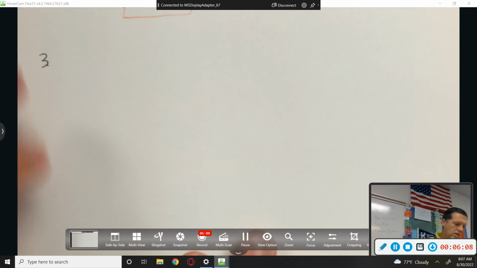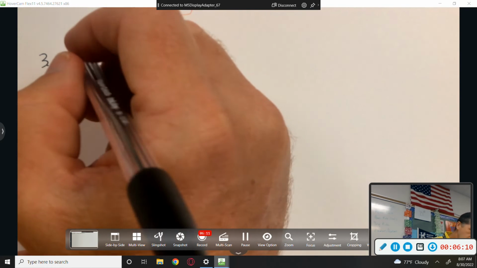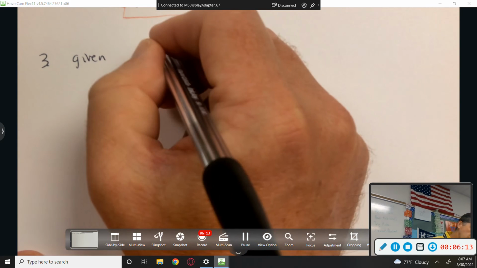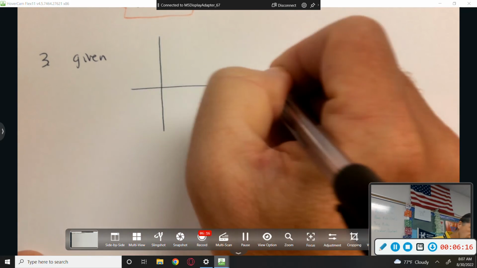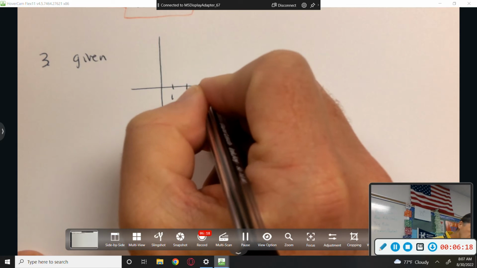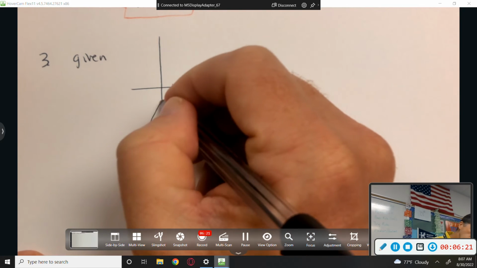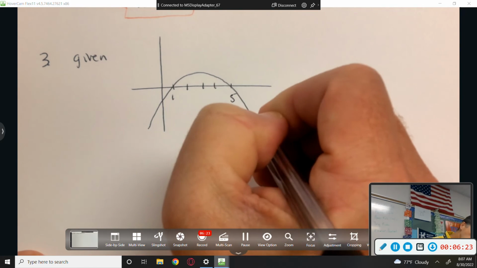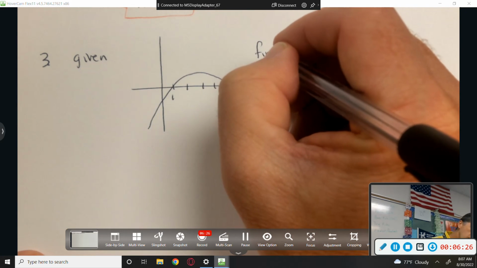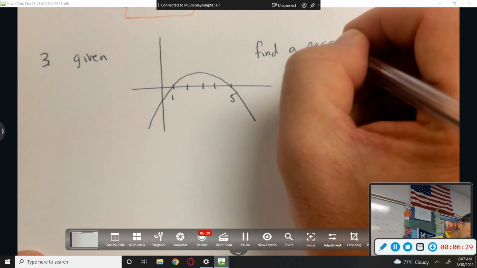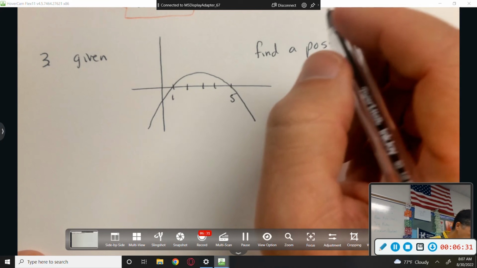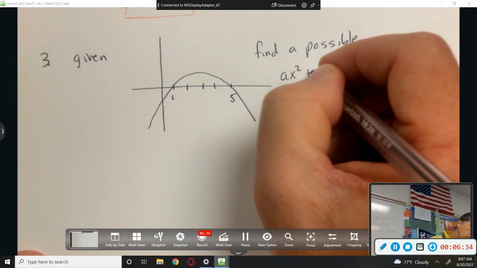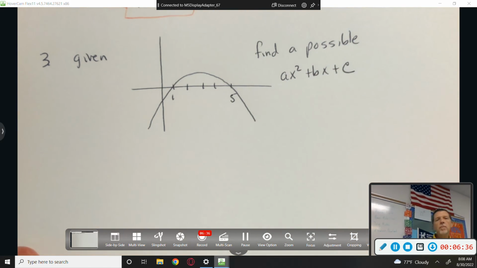All right, last one. Given this graph, find a possible ax squared plus bx plus c that makes that graph. So it's a parabola that goes through 1 and 5.